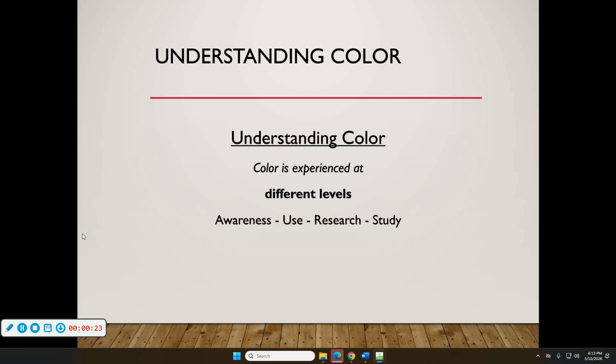Understanding color. So, to start understanding color, we need to understand that color is experienced at different levels. There's awareness, use, research, and study.